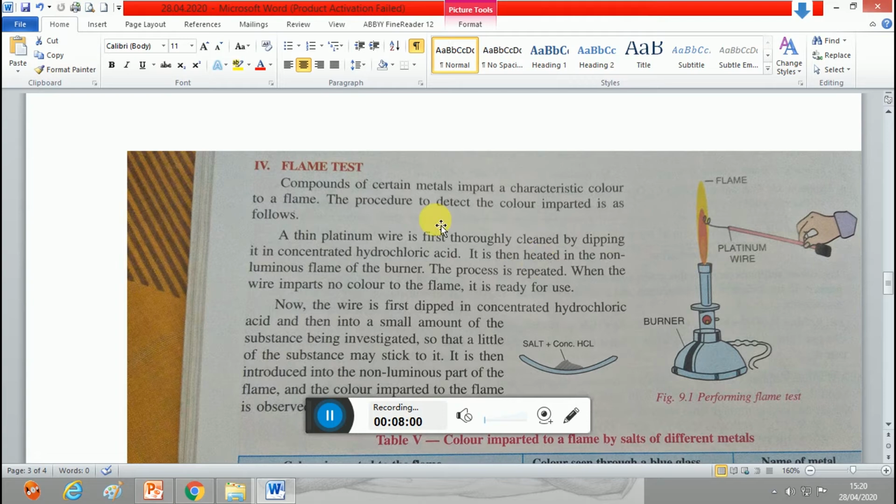This is the picture from your book. In your book it has been depicted as a yellow color flame. This is not the non-luminous flame, this is actually the luminous flame. You can't observe any flame color in the luminous flame. Luminous flame means the yellow color flame observed in the Bunsen burner, and non-luminous flame means the bluish flame. You have to introduce the paste with the help of the platinum wire into the non-luminous, that means the bluish, flame of the Bunsen burner.